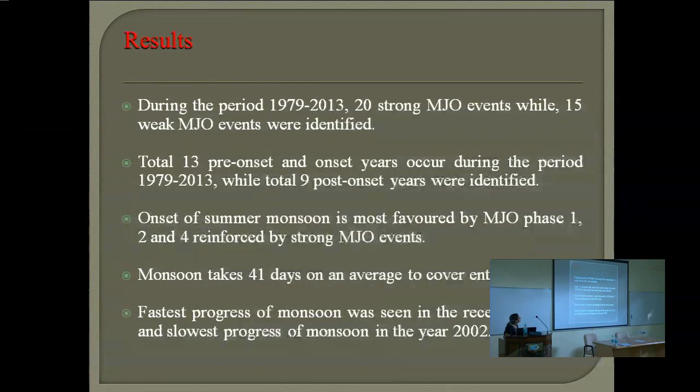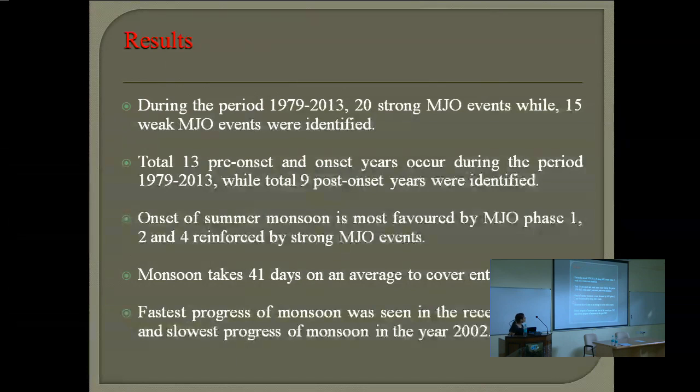During the period 1979 to 2030, 20 strong active events, while 15 weak active events were identified. A total of 13 pre-onset years occurred during the period, while a total of 19 post-onset years were identified. Onset of the summer monsoon is most favored by phase 2, followed by phases 1 and 4.